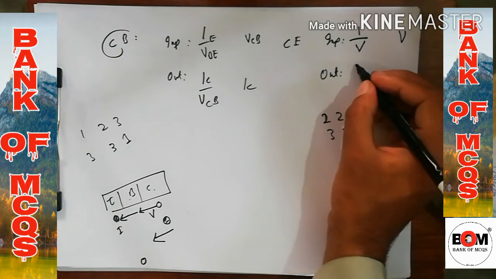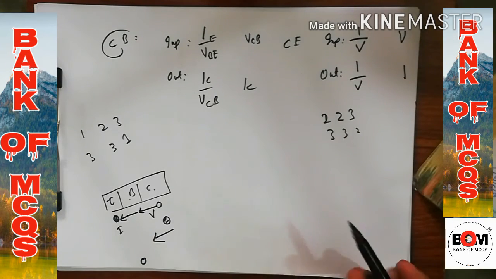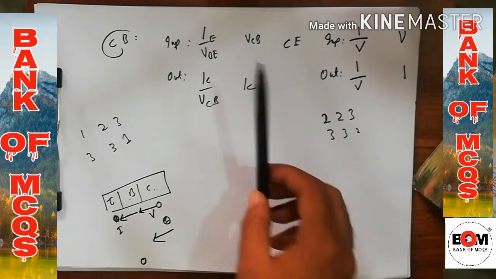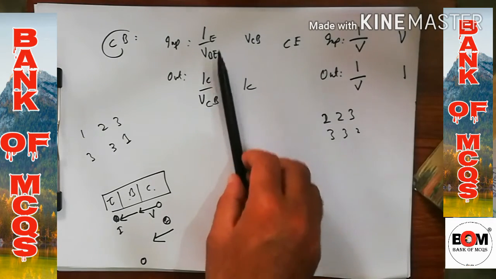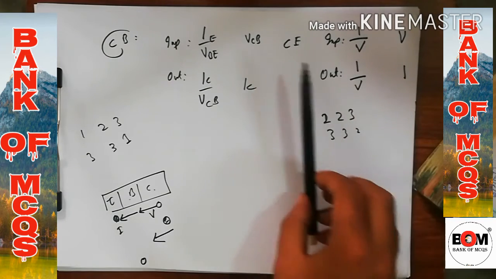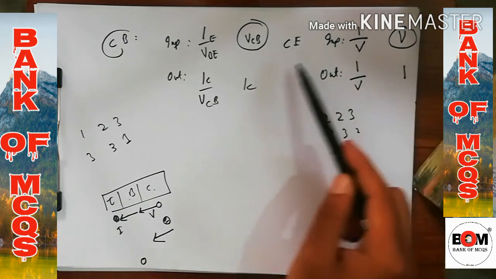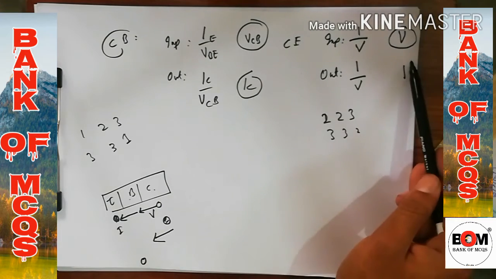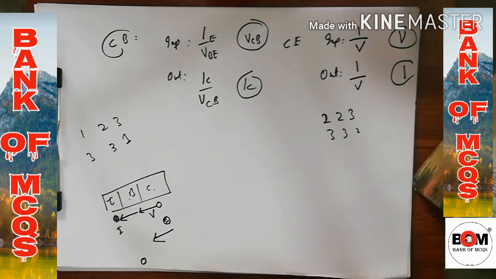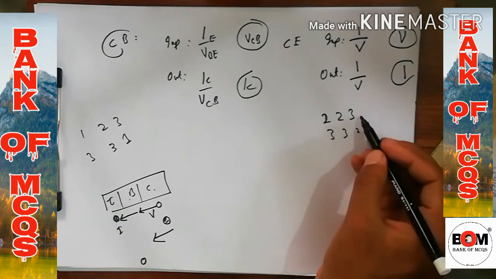The output is always the ratio of current to voltage. Input and output are both ratios of current to voltage. But what is an output? The constant is voltage, and for the output the constant is current. That is the difference.